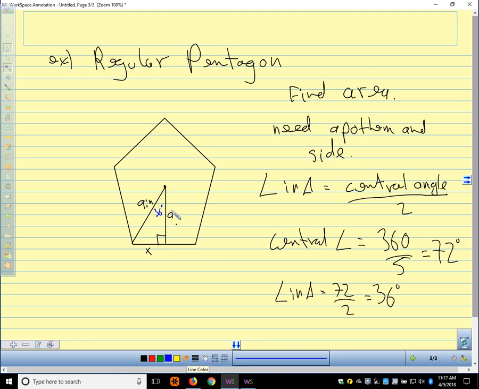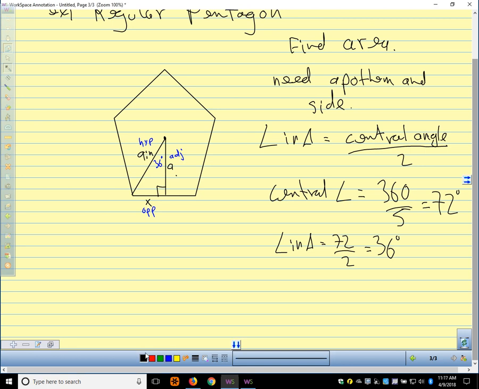So let's label this little triangle. Is this 9-inch side the opposite, the adjacent, or the hypotenuse? That's the hypotenuse. This apothem, opposite or adjacent? That's going to be the adjacent side. So this is the opposite side. Let's find the apothem first.